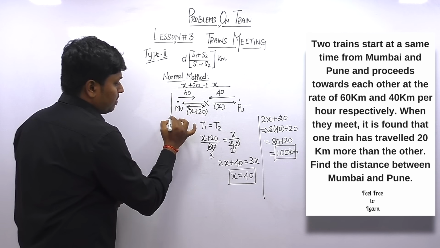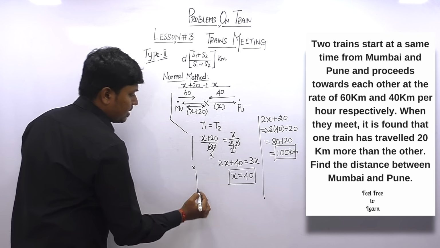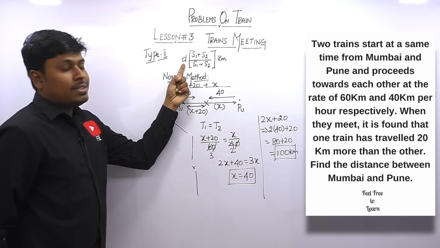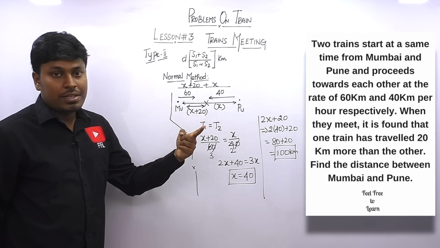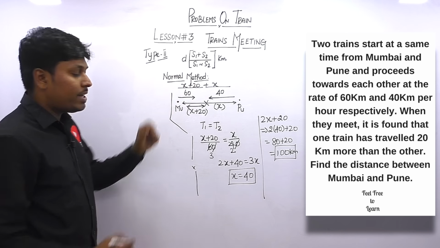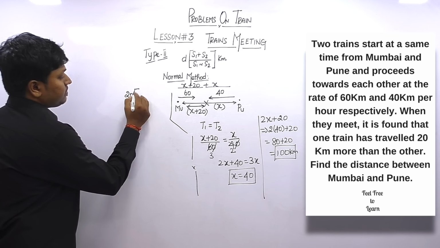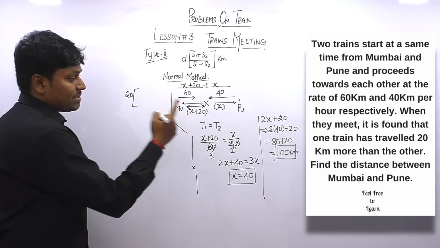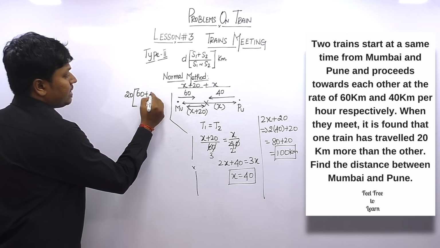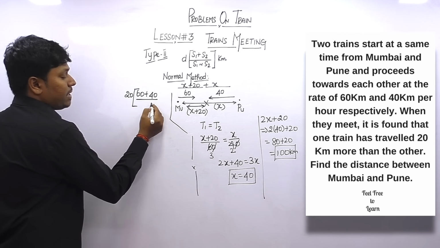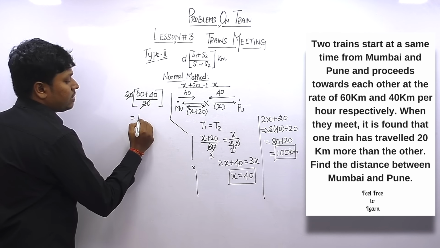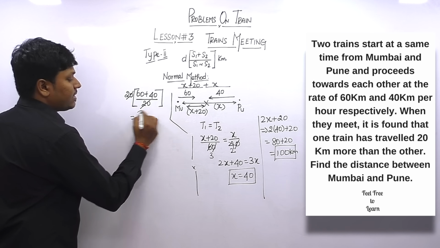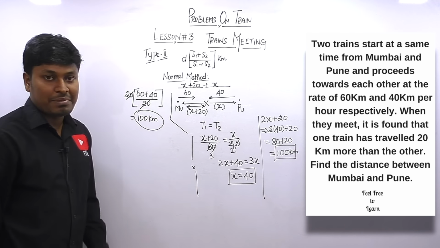So if you want to apply the same question in a formula method, then it will be so simple, right? Because the difference is one train travels 20 kilometer more than the other. So we can say the distance will be 20, S1 and S2. So the first train speed will be 60 and the second train speed will be 40, divided by the difference, which will be 20. So here you can cancel 20 and 20, so 100 kilometer. You can directly get the answer as 100 kilometer in the formula method, right?